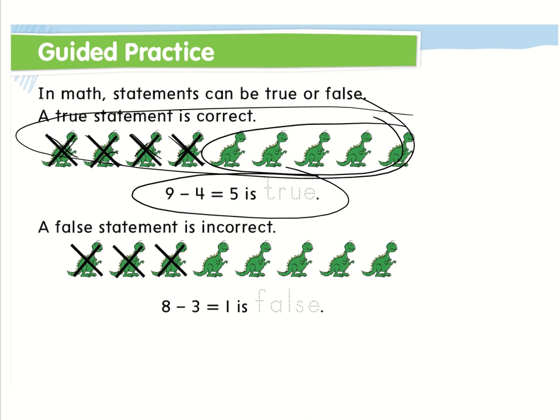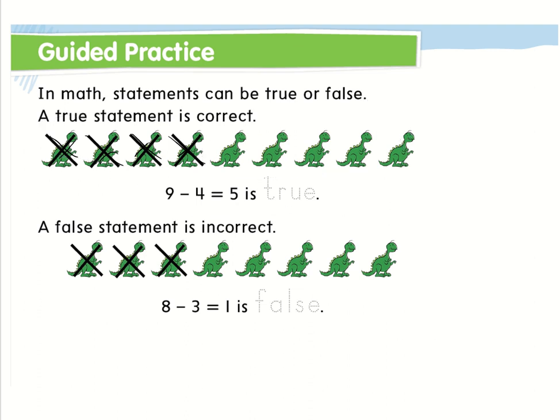On the bottom, a false statement is incorrect. So if something is false, then you can't really prove it. Just like saying 8 minus 3 equals 1. If you have 8 and you take away 3, you're left with all of these right here. Definitely not 1, so this is 100% false.